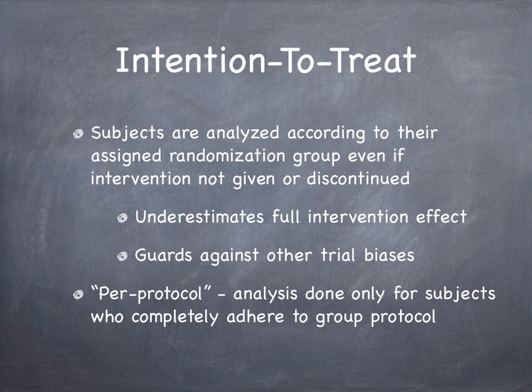So what is intention to treat analysis? This means subjects are randomized according to their assigned randomization group, even if the intervention was not given or discontinued. For instance, say a subject is allocated to take study drug A, but during follow-up the subject admits not taking the drug consistently because of poor tolerance of the drug or fear. With intention to treat analysis, that subject's characteristics and outcomes are still measured, recorded, and reported.